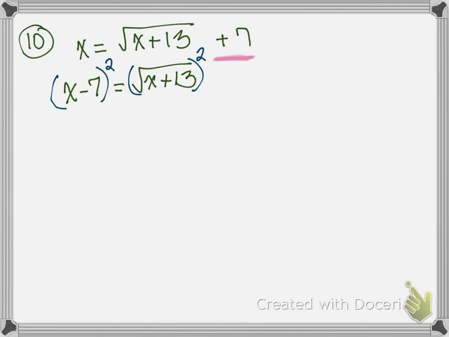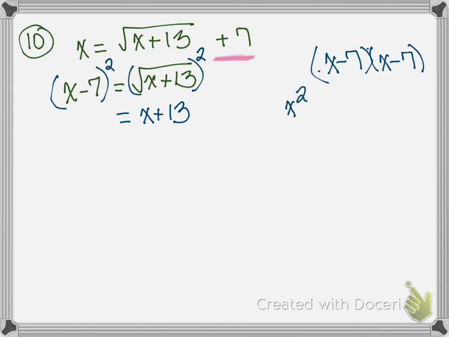So I have x plus 13 on one side. I've got to FOIL x minus 7 times x minus 7. X times x is x squared. X times negative 7 is negative 7x. Negative 7 times x is negative 7x. Negative 7 times negative 7 is positive 49. So I have x squared minus 14x plus 49.